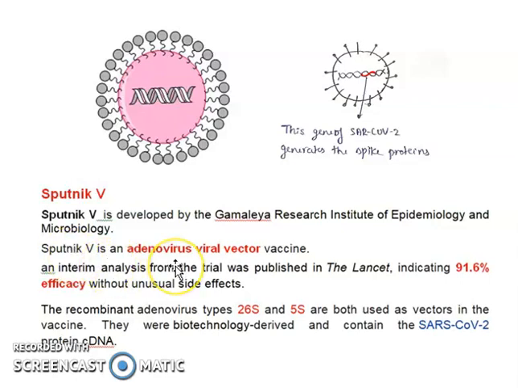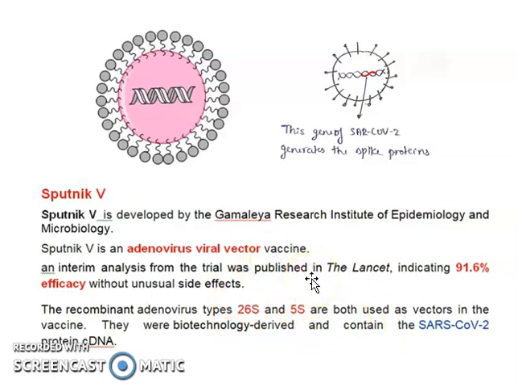So it is again an adenovirus vaccine, but it is different from Covishield. The difference is that in Covishield, the two doses are of the same injection. We get the same adenovirus two times. But in the case of Sputnik-V, they gave two different variants of the adenovirus, that is 26S and 5S. Both are adenovirus, but there is a slight difference between the two.